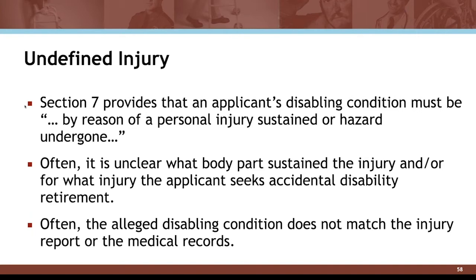Recently, we've had 2 remands that have touched on this. In the first, the 2 injury reports actually say that the gentleman injured his right shoulder on the date of injury. His superior, who was present at the time, also wrote out a report and said he injured his right shoulder.